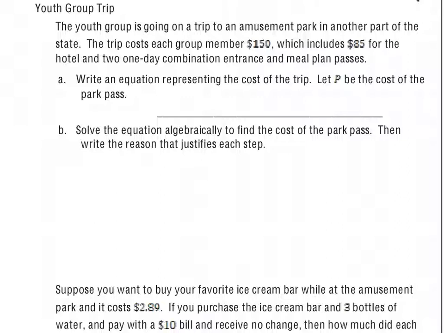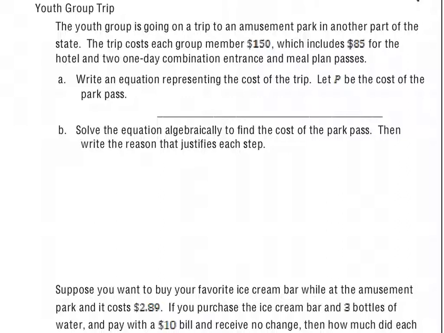Maybe I'll give you a couple hints that can help you out. This first problem asks us to write an equation representing the cost of the trip. Let P be the cost of the park pass. It says the youth group is going on a trip to the amusement park in another part of the state. The trip costs each group member $150, which includes $85 for the hotel and two one-day combination entrance and meal plans. So write an equation representing the cost of the trip.